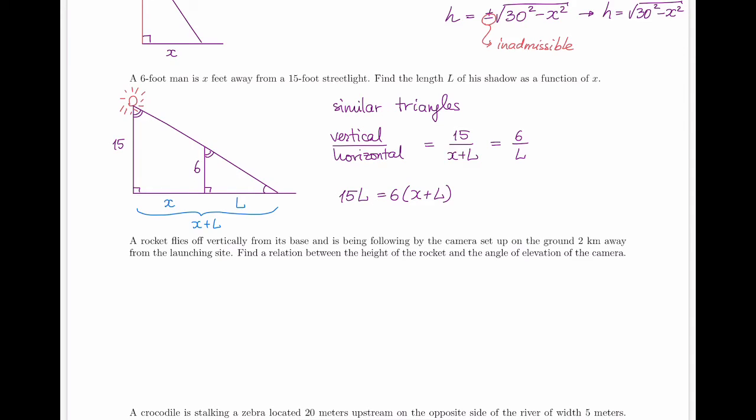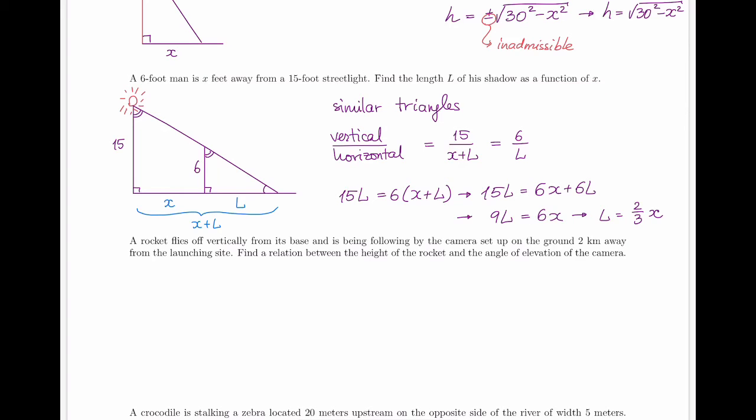I can then expand the brackets, so 15L is 6x plus 6L. I can then move all the L's onto one side and all the x's onto the other. So I'm going to get 9L equals 6x, which will then give me that L is equal to 6/9 or 2/3 of x. Okay, and this is going to be my final expression. I've written L as a function of x.